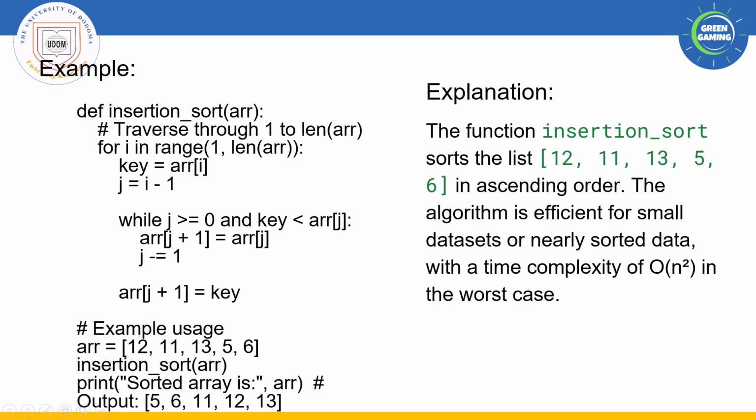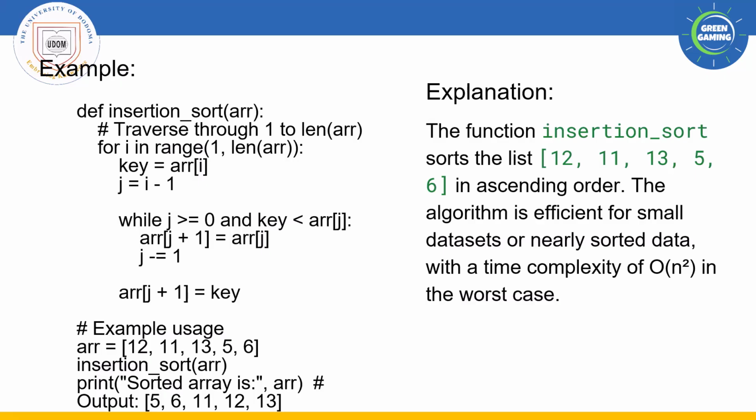Okay. So first thing is our function called insertion sort, which takes an array. For i in range 1, we iterate from 1 to the length of our array. The length of our array is 1, 2, 3, 4, 5, so the length is 5. So it will iterate 5 times, right? Then we have a key which is equal to array of i. The key is the element at index i that we are trying to insert into the correct position in our sorted part of the list.